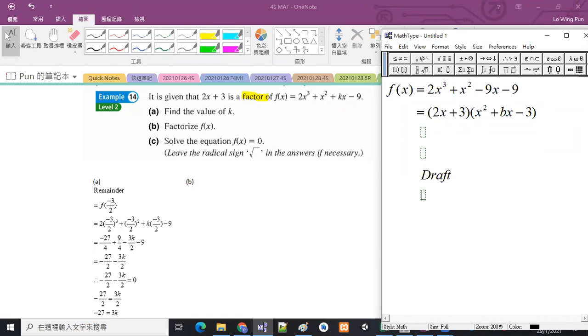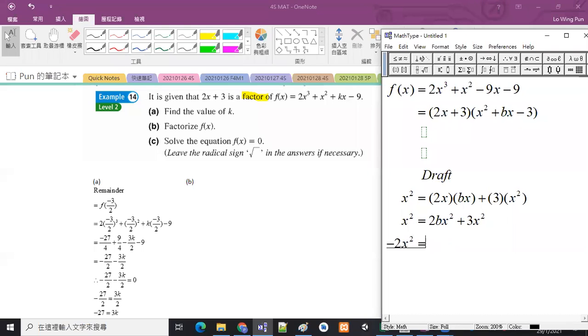And I consider the x squared term. So there is 1x squared on the left, and then there are two possibilities on the right. If I choose 2x, then the other one should be bx. Plus, if I choose +3, then the other one should be x squared. Okay, so x squared is equal to bx squared plus 3x squared. So -2x squared is equal to bx squared, which means that b is equal to -1.